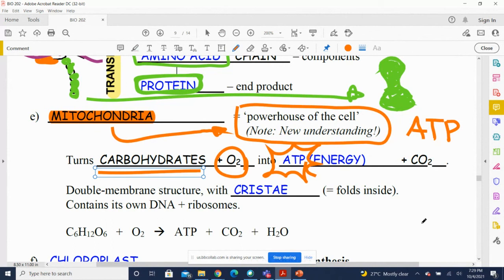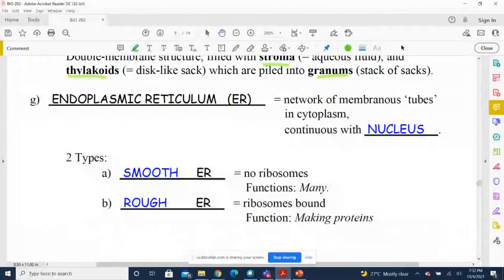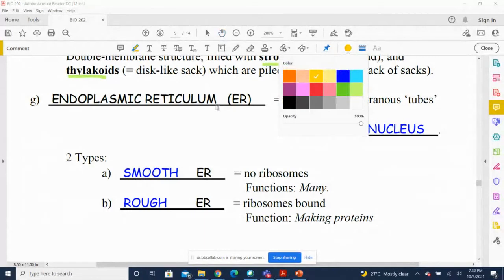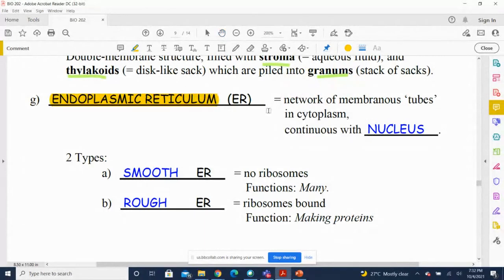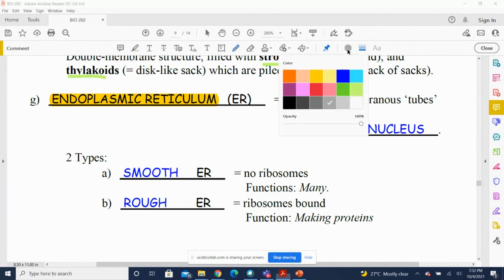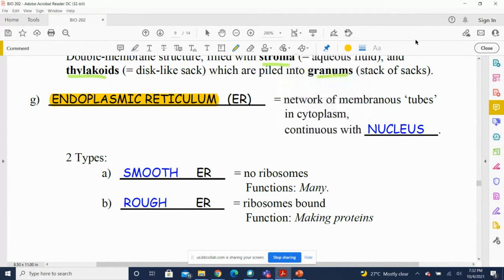Another important structure within the cell that we see is known as the endoplasmic reticulum, often abbreviated simply as ER. This is a network of various different kinds of tubes within the cytoplasm. Typically, it is continuous with the nucleus. So if we have here our nucleus of the cell with its nuclear membrane, the nuclear envelope, from there we often see that the endoplasmic reticulum continues.